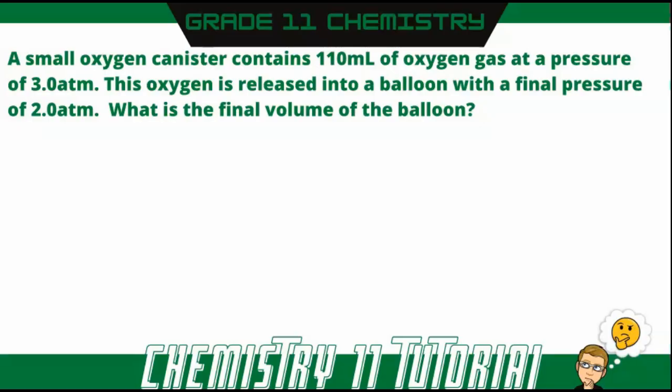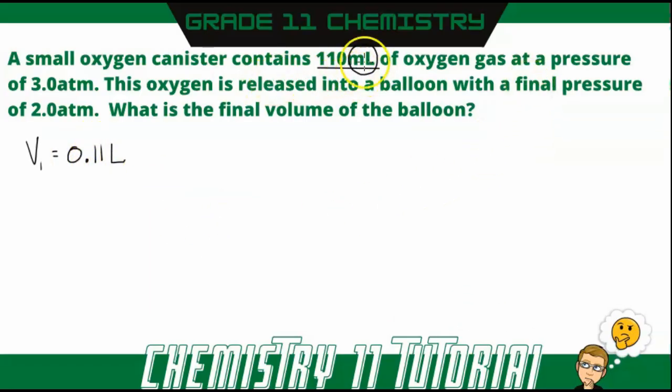Alright, so now that we've done the fun experiment to see what Boyle's law is, let's go over a problem so we know how to solve this. In this example, we have a small oxygen canister that contains 110 milliliters of oxygen gas. One way to quickly identify what piece of information a question is giving you is to look at the units. Since that's a unit of volume, we know that the initial volume, V1, is 110 milliliters. I'm going to convert that to liters, so 0.11 liters.